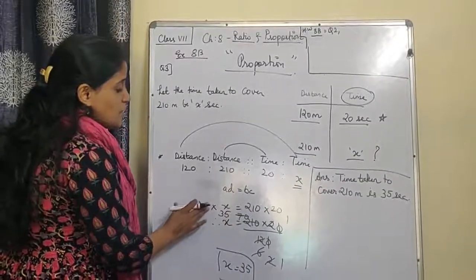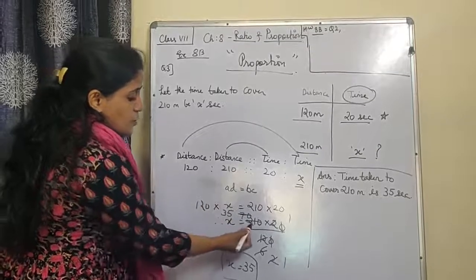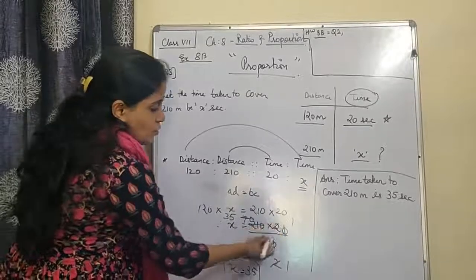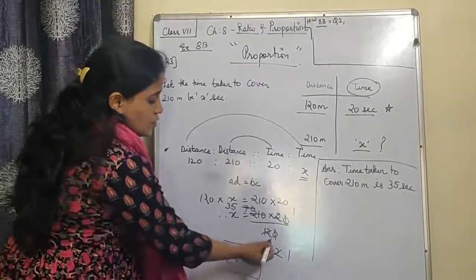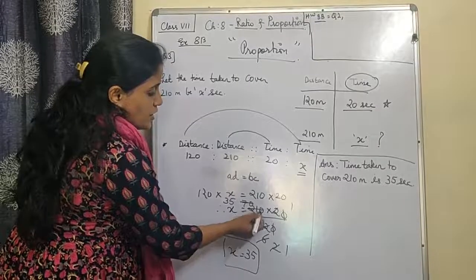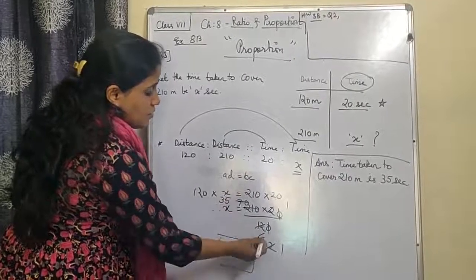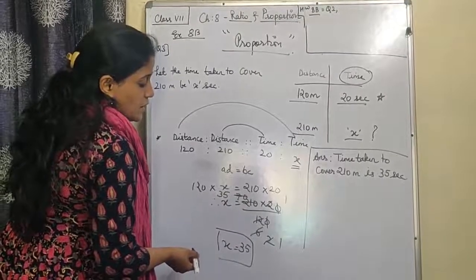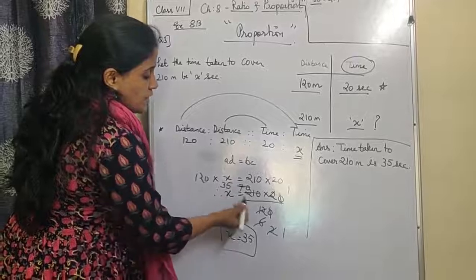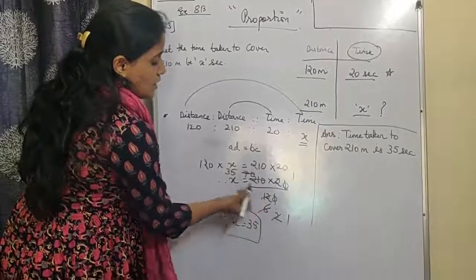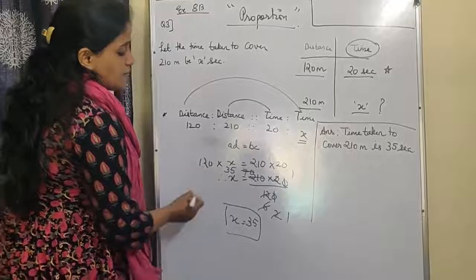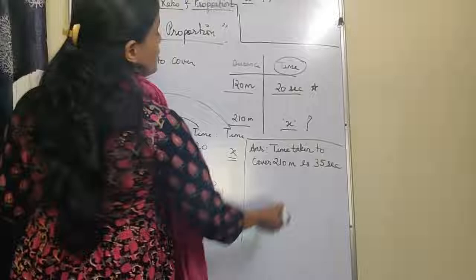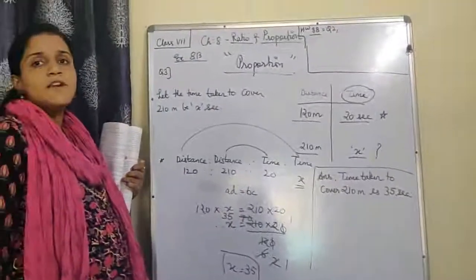So transpose whatever is there with x to that side. So it will be 210 into 20 upon 120. The 0 and 0 get cut. 2 ones are 2, 2 sixes are 12. Both 210 and 6 are in the 3's table: 3 twos are 6, 3 seventies are 210. Then 70 and 2: 2 ones are 2, 2 thirty-fives are 70. So x is 35. So we have got the value of x. Time taken to cover 210 meters is 35 seconds.